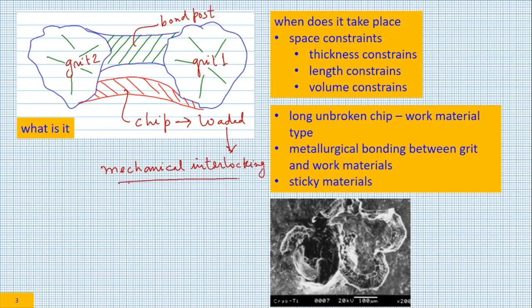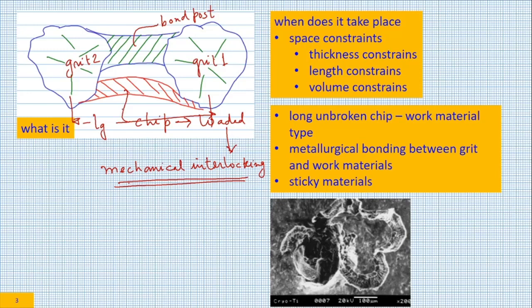So this is the primary mechanism of wheel loading, mechanical interlocking. You have some space LG. The length of the chip is such that it got mechanically interlocked. So this is wheel loading.